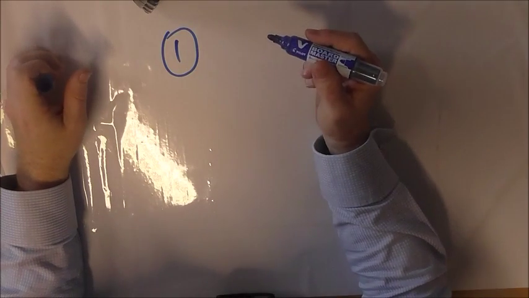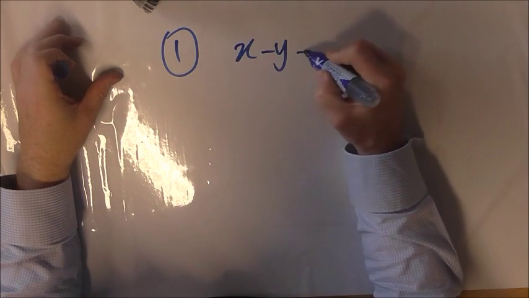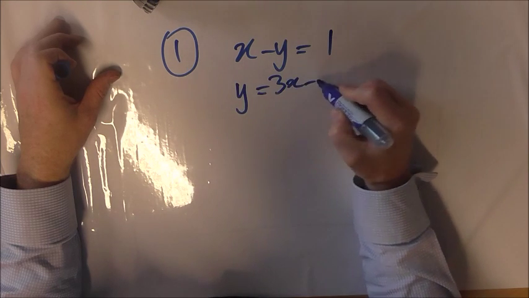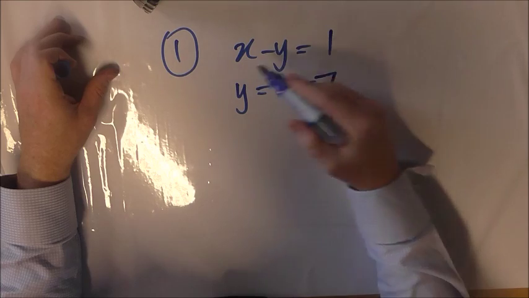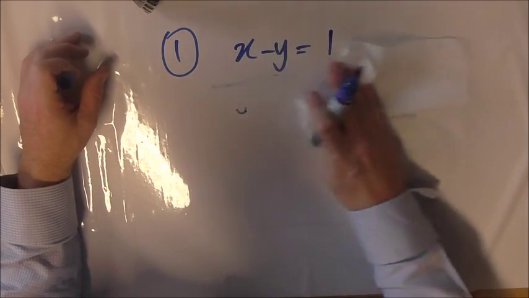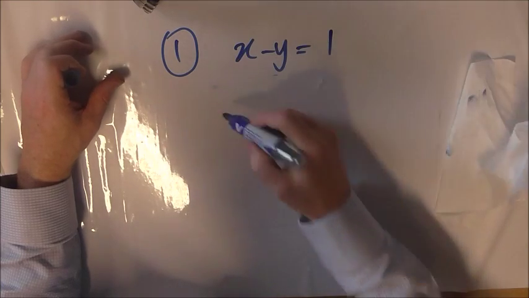Question number 1, solve simultaneously by graphing: x minus y equals 1, y equals 3x minus 7. Well, basically you graph these and see where the two graphs meet. This top one, you graph with a quick table.